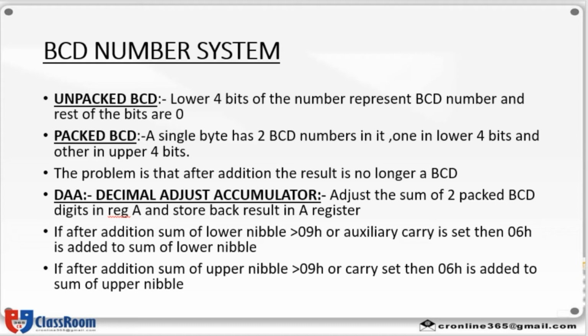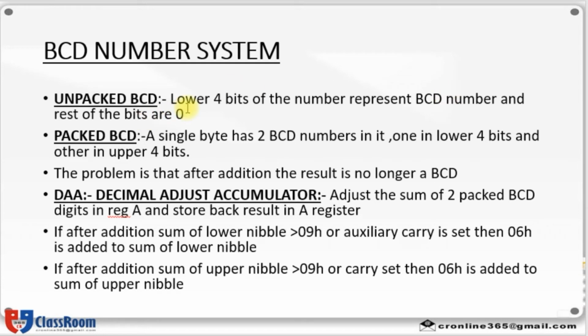Binary coded decimal has numbers ranging from 0 to 9. There are two types of BCD number system: unpacked BCD and packed BCD. Unpacked BCD means the lower 4 bits of the number represent a BCD number and the rest of the bits are 0.